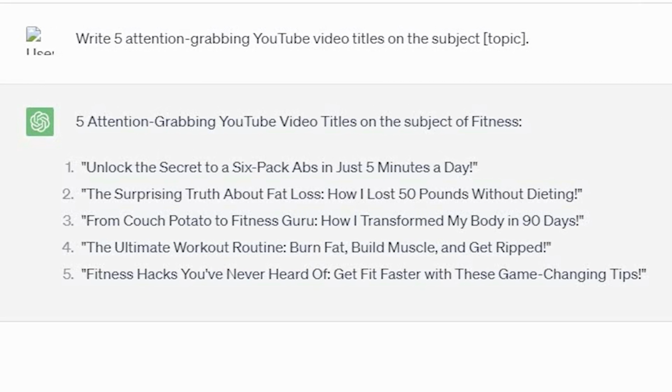Unlock the secret to a six-pack abs in just 5 minutes a day. The surprising truth about fat loss. How I lost 50 pounds without dieting. From couch potato to fitness guru. How I transformed my body in 90 days. The ultimate workout routine. Burn fat, build muscle, and get ripped. Fitness hacks you've never heard of. Get fit faster with these game-changing tips.